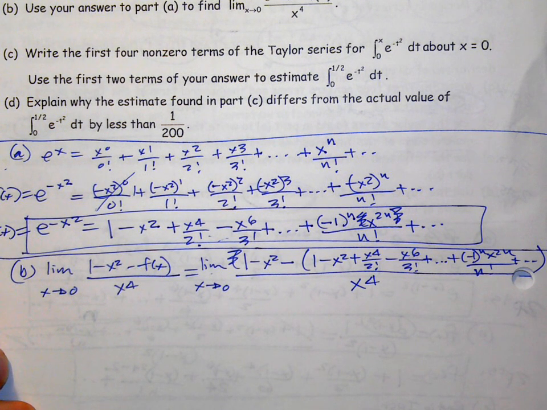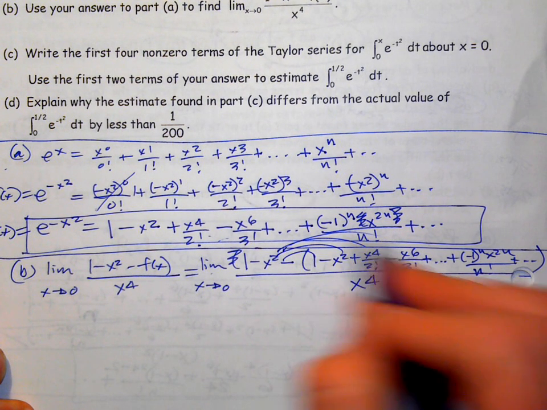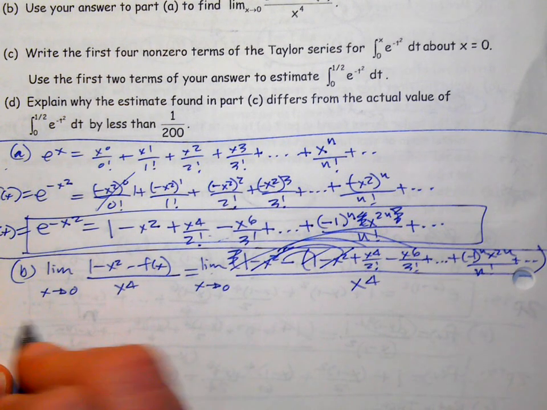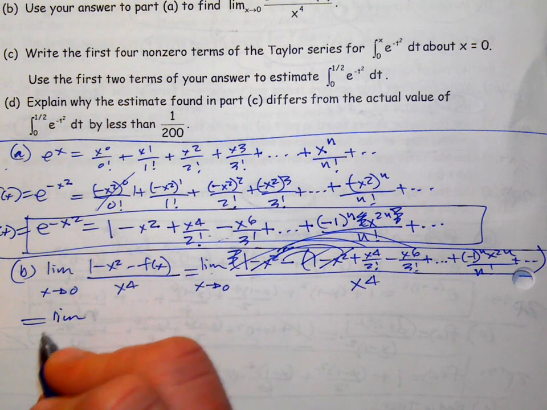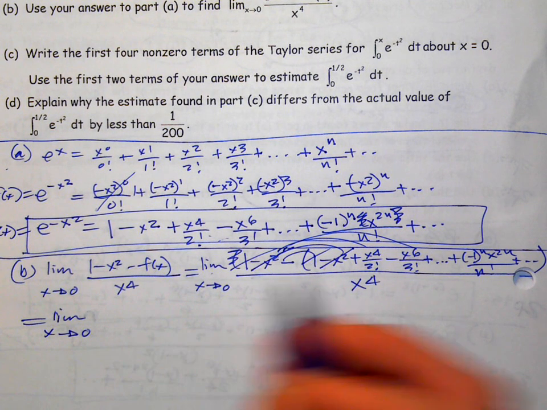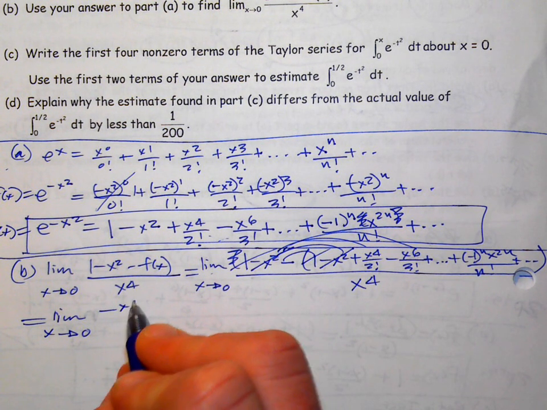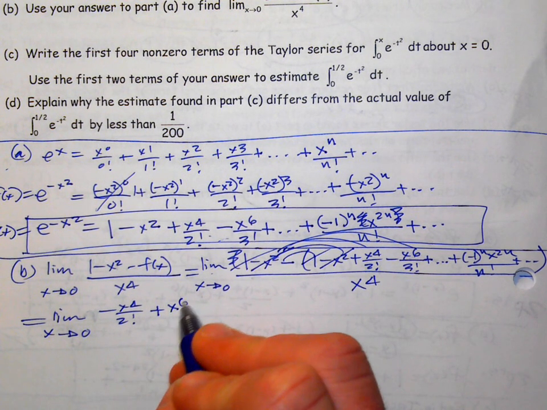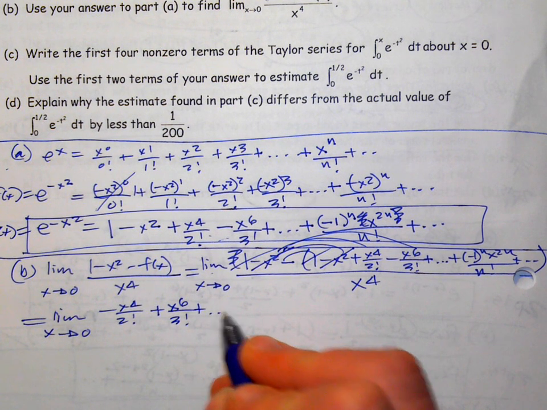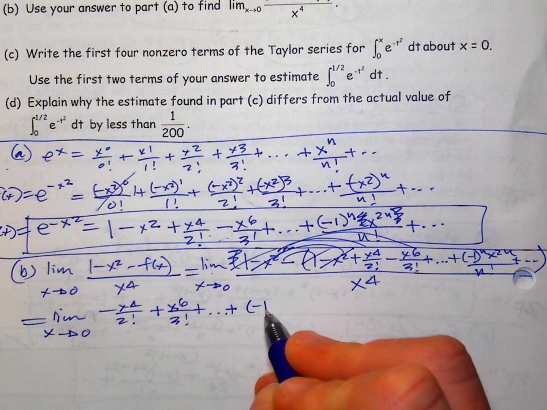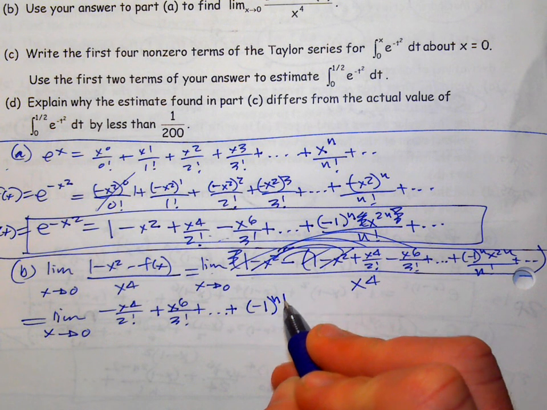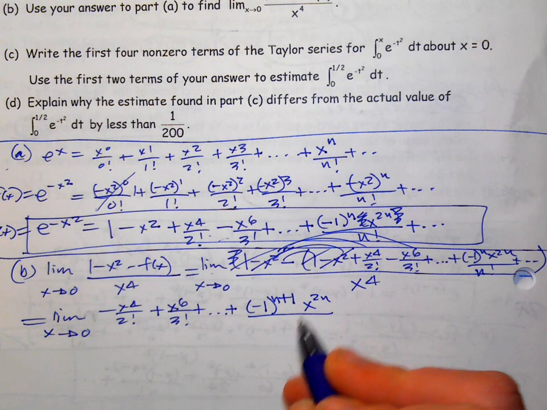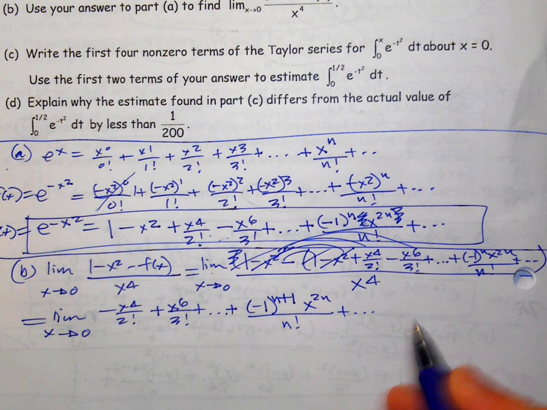Let's see if anything cleans up. You've got to distribute this. So the ones cancel, the x squareds cancel, and we get the limit as x approaches 0 of negative x to the fourth over 2 factorial minus x, plus x to the sixth over 3 factorial plus dot dot dot, plus negative 1 to the n plus 1, because we're getting an extra negative distributed in there. So an extra negative 1 to the first. So use rules of exponents to combine it with what's there.